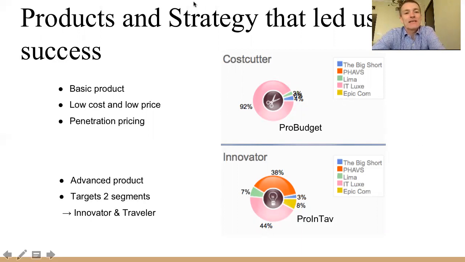Again, title is clear. Just a little tip: try and keep the title on one line if you can. Products, strategy that led us to success. Do you need to say products and strategy? Would you want product strategy, our successful product strategy? Whatever you want to say there. Make it a bit tighter.